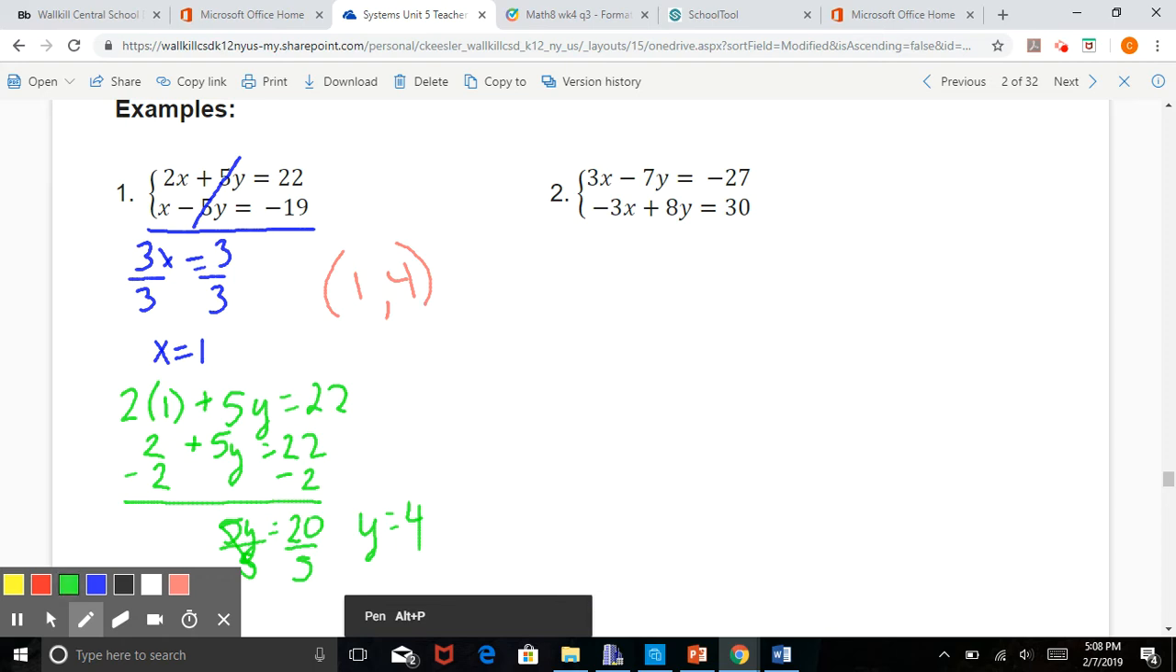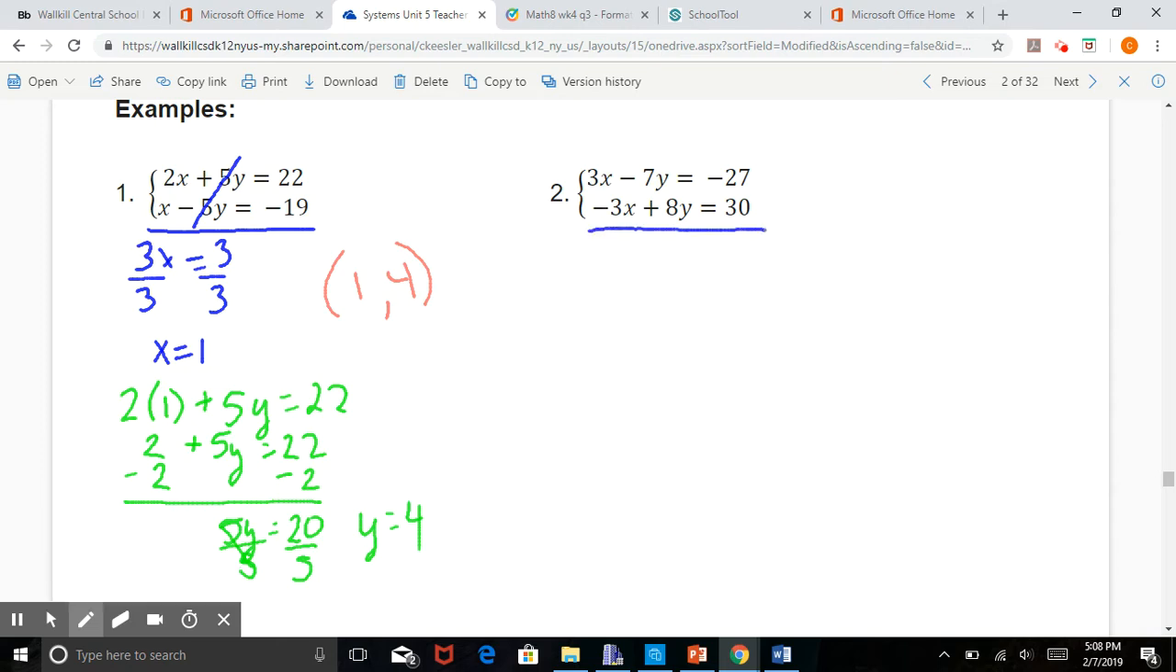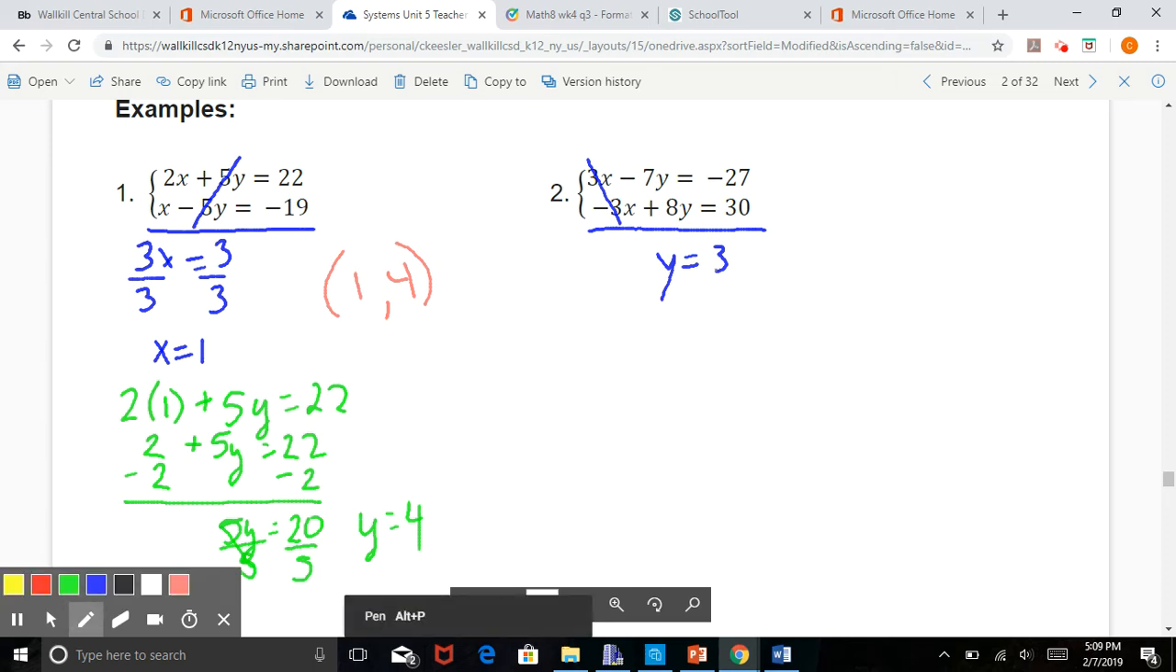Taking a look at the second problem, again, this one's very simple because we have a pair of opposite coefficients. In the last one, the opposite coefficients were the y values. In the second one, the opposite coefficients are the x values. So we can jump right into adding these two to eliminate the x's. 3x minus 3x cancels out. Negative 7y plus 8y is 1y, or just y, equals negative 27 plus 30, which is positive 3. And look at that. The equation is already solved.